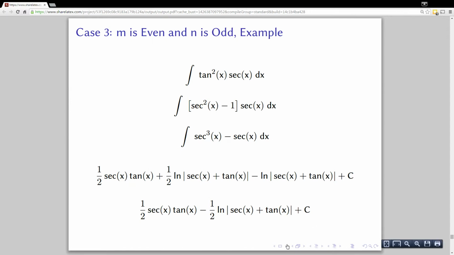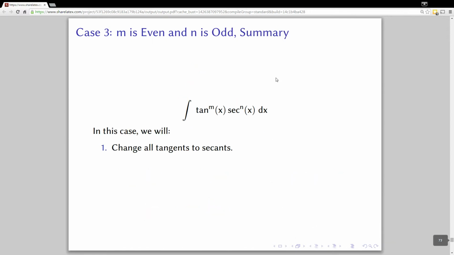Okay, so for case 3, and in the homework, I looked through the homework. I don't even think I see many of those, if any, of these case 3s, but what you want to do if you have a case 3 is to change all the tangents to secant right off the bat, and then integrate by powers of secants, and that's pretty much it.